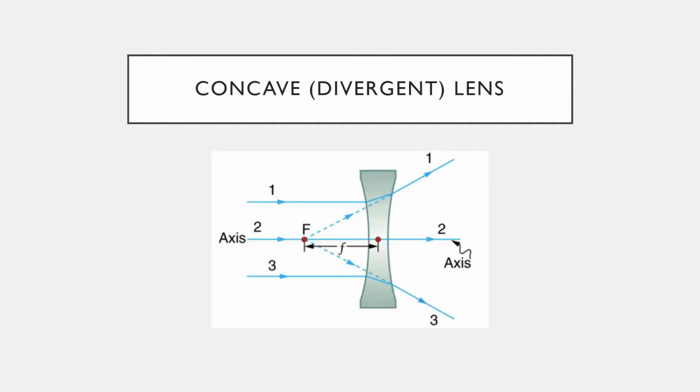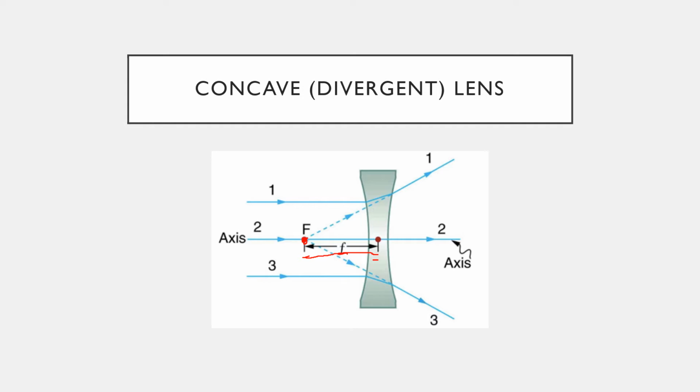Here is an image of a concave or divergent lens. Before we talk about image formation, there are a couple of key terms that you need to understand. First, the capital F on that point stands for the focal point, which is where the light rays seem to emanate from. The distance from the focal point to the center of our lens is referred to as the focal length and is represented by the lowercase f.